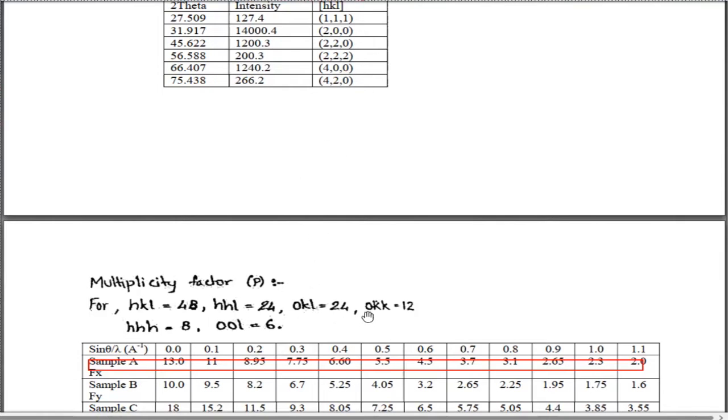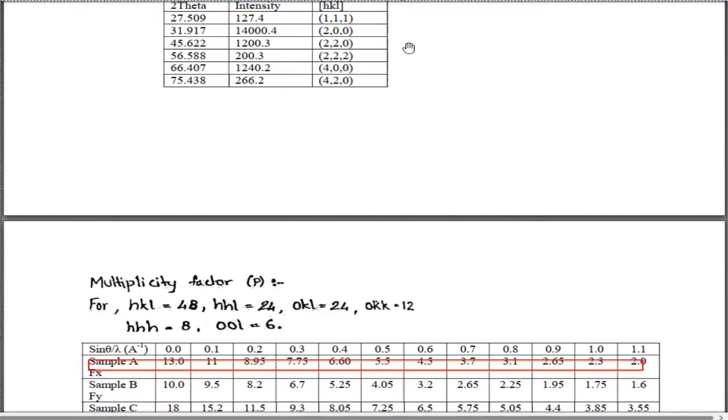Then you have 0kk. Okay. So this is 0, not O. 0kk, then you have to take 12. So you have here 220, which is similar to this. So you will take 12. Then when all three are the same, HHH, you have to use 8. And when two of the Miller indices are 0, then you have to use 6. Okay. So 200, 400 will take multiplicity factor 6.